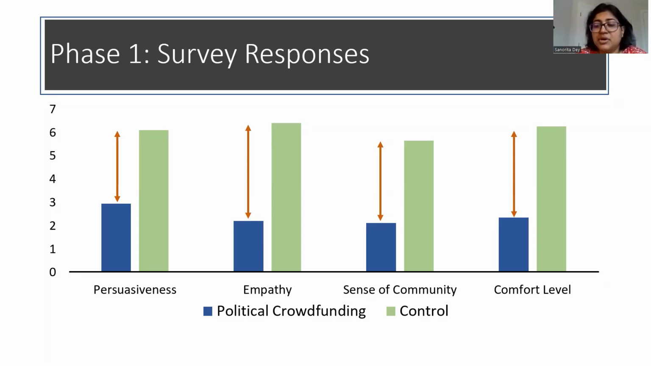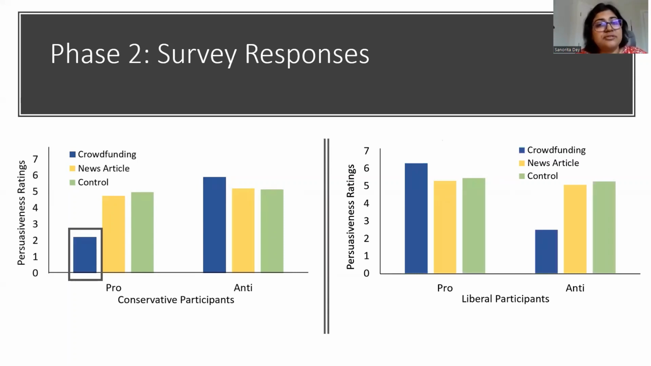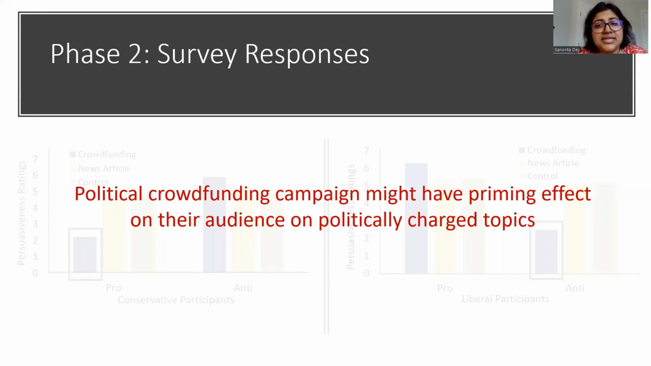Rather, they saw campaigns about pro and anti-climate change movements. This graph is for the conservative participants. Conservative participants who saw a political crowdfunding campaign in phase 1 rated their pro-climate change campaign significantly lower than the other campaigns. And we didn't observe this effect for the control group. We saw the same trend for liberal participants. The liberal group who was exposed to a political campaign in phase 1 rated the anti-climate change campaign lower than anyone else. These results indicate that there was a certain level of priming effect among the participants of the political crowdfunding group that influenced their ratings for the charitable campaigns even after 10 days.